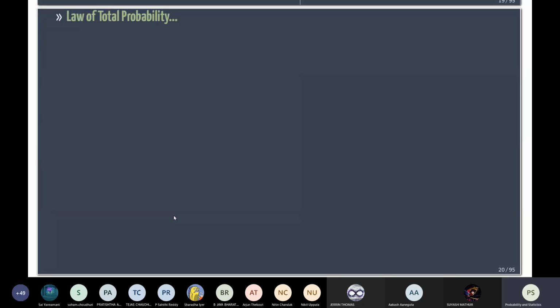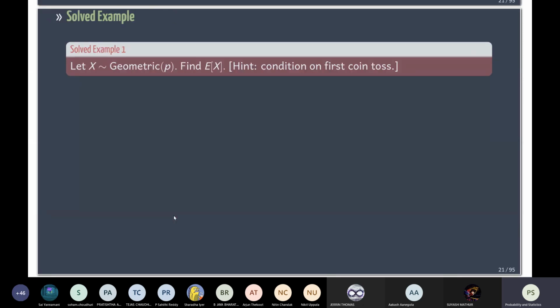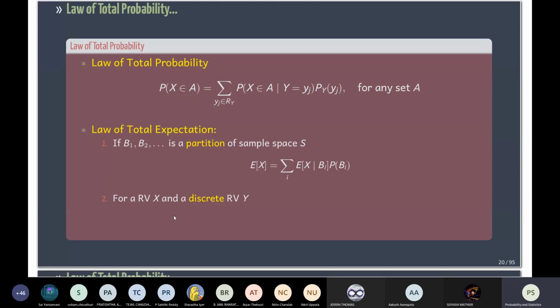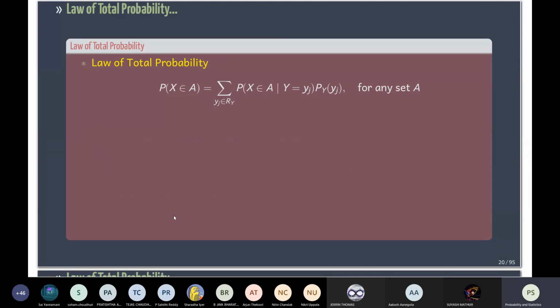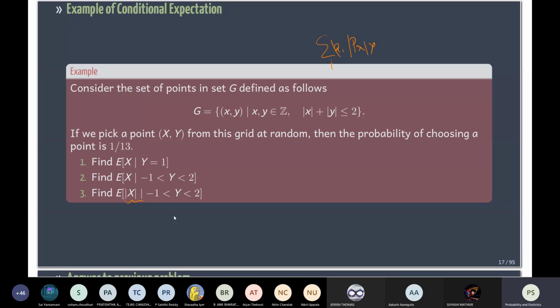I will try to do this in the next class, and then we will see the law of total probability in the case of two variables and so on. And then we will do some solved examples, a few more solved examples on this. So we will continue with this in the next class. Let us stop here.